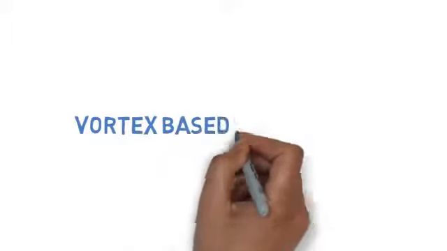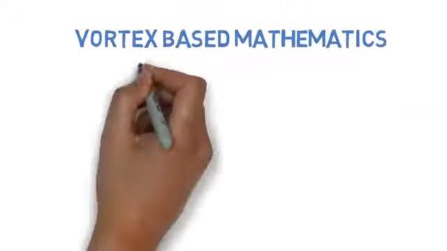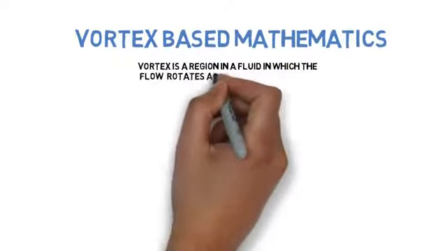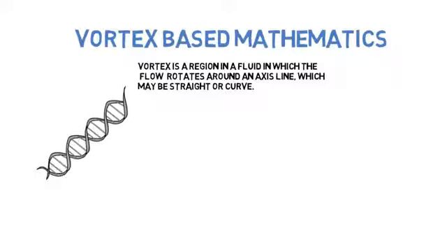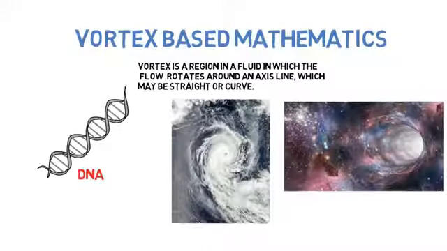Mathematics. I want to start with a very basic concept, vortex-based mathematics, from the root word vortex. A vortex is a region in a fluid in which the flow rotates around an axis line, which may be straight or curved. You can see the vortex pattern in your blood, in nature, and even in the universe.